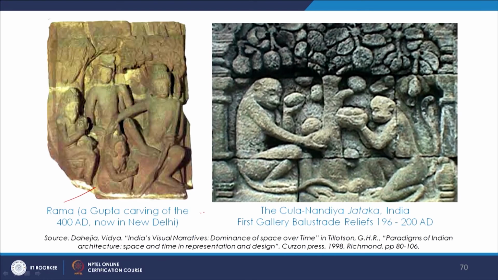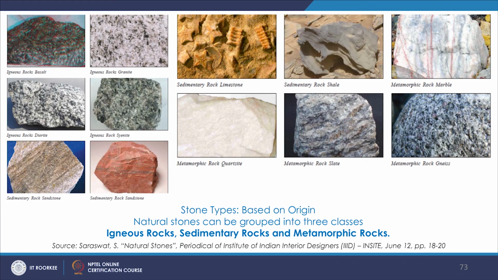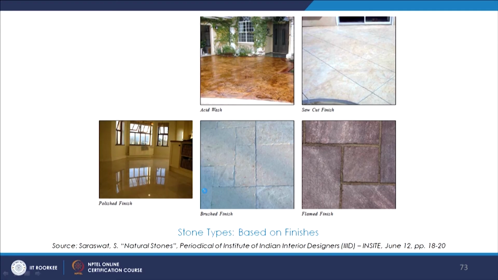We saw some more examples of stone interior architecture and building craft. Then we discussed the very famous Taj Mahal and the prominent use of white marble. We also touched a little on the basics and tried to understand the origin and type of stone based on that origin. We also tried to understand the stone types based on varied finishes that we see here in this slide.